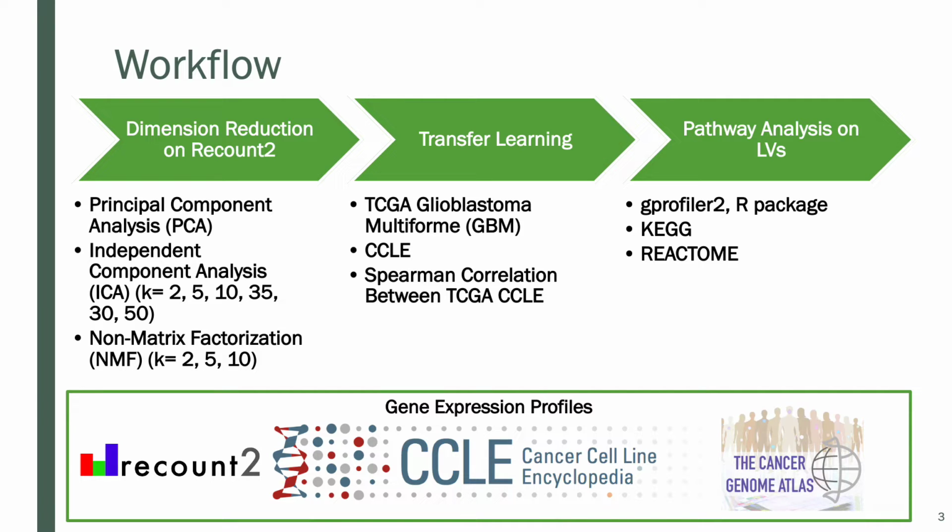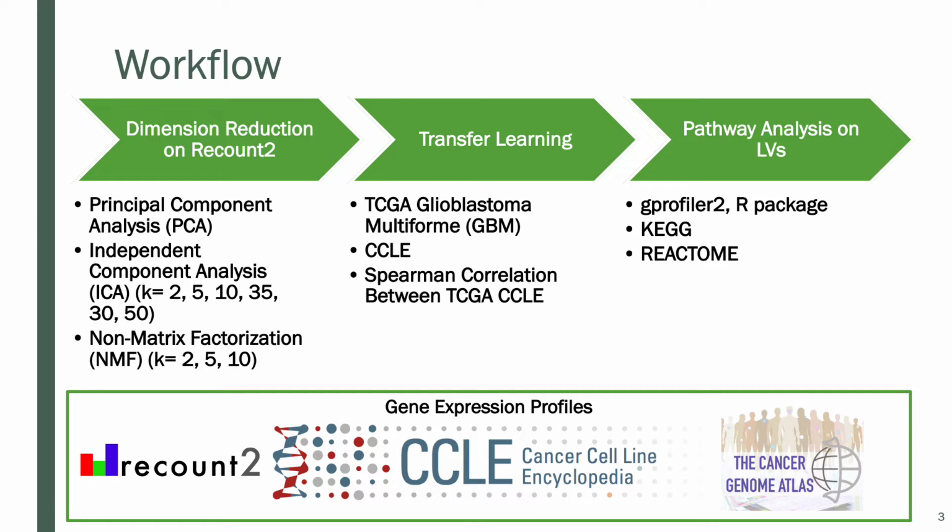I looked at principal component analysis, independent component analysis, and non-negative matrix factorization. Using these methods to identify latent variables that I apply to cancer data sets, including the Cancer Cell Line Encyclopedia and the Cancer Genome Atlas database for glioblastoma, and then compared the two databases with the Spearman correlation of the different latent variables to see how well the profiles correlated before and after transfer learning. I also did a pathway analysis on the latent variables calculated and see which KEGG and Reactome pathways were enriched.